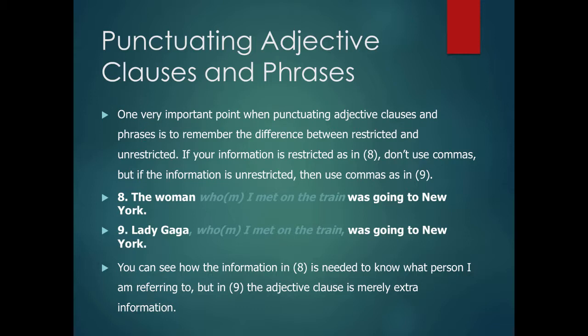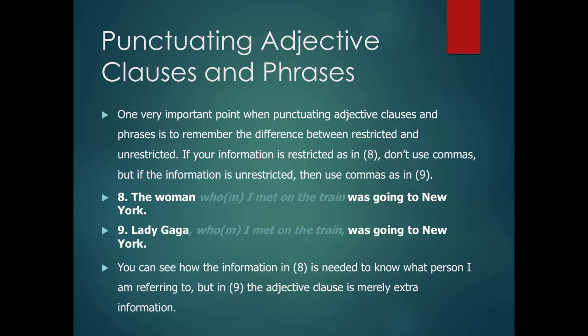But we have number 9, someone famous like Lady Gaga. You are already aware of who I'm talking about. So if I tell you I met her on a train, that might be interesting, but you don't need to know that to understand who Lady Gaga is. So with Lady Gaga, who or whom I met on the train, was going to New York City, or was going to New York. So if I left that out, you would have this sentence, Lady Gaga was going to New York.